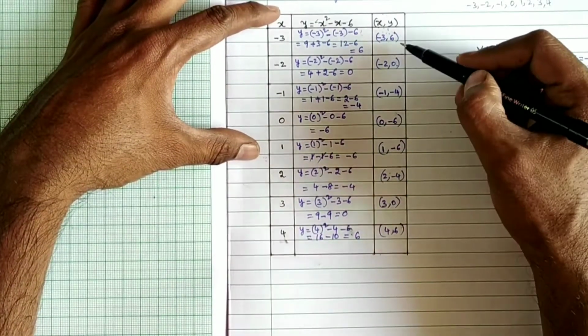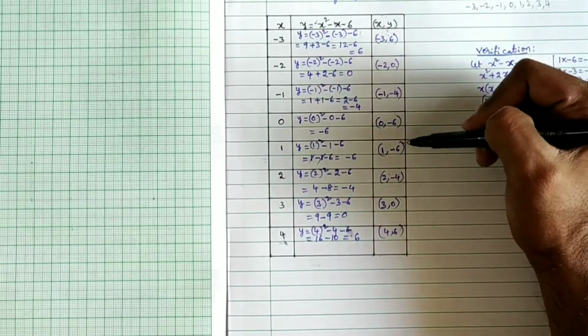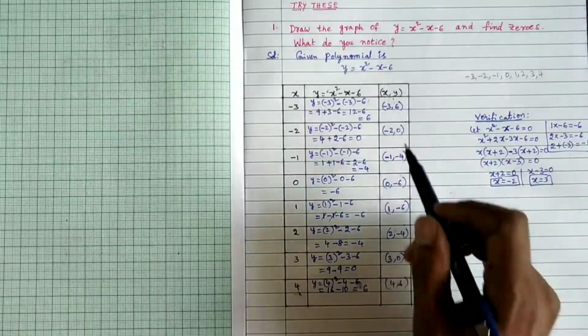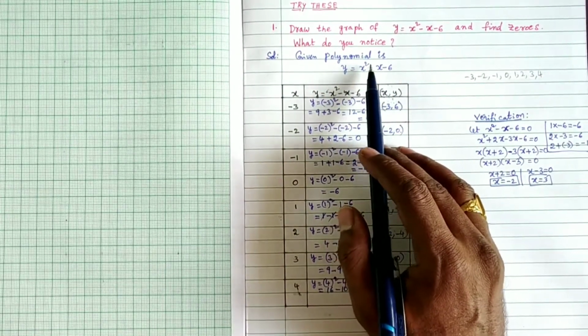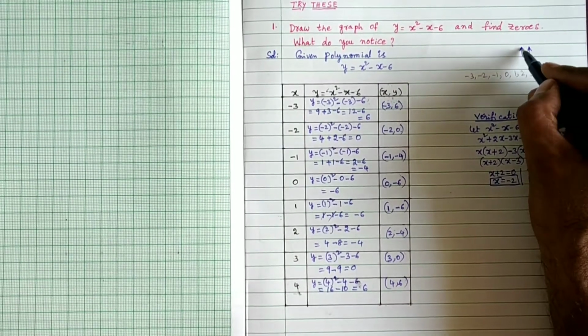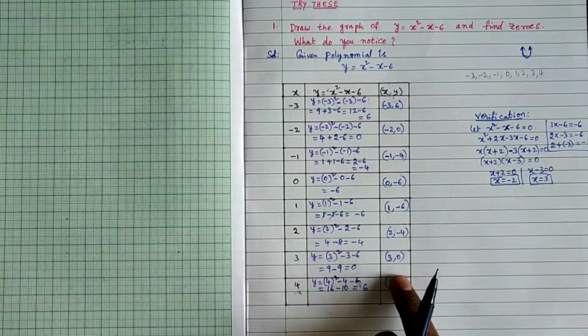We will get the same values in the y place. After some time the y values are repeating. The graph of a quadratic polynomial is a parabola. Parabola shape means like this. So that's why the y value is repeated after some time.